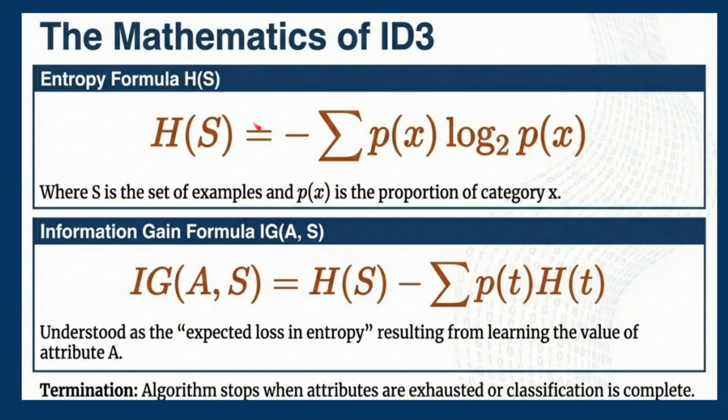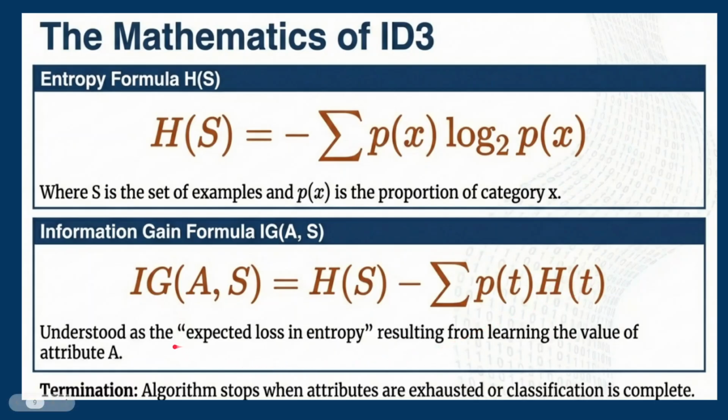H of S is equal to minus summation of p of x into log p of x to the base 2. This is the formula we have to learn, where S is the set of examples and p of x is the proportion of the category x. So out of this set S of values, the probability of being category x is p of x. With that, we calculate the entropy, and the information gain is given as IG(A, S) is equal to H of S minus summation of p of t into H of t.